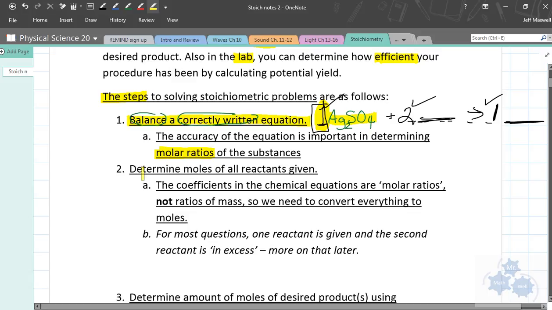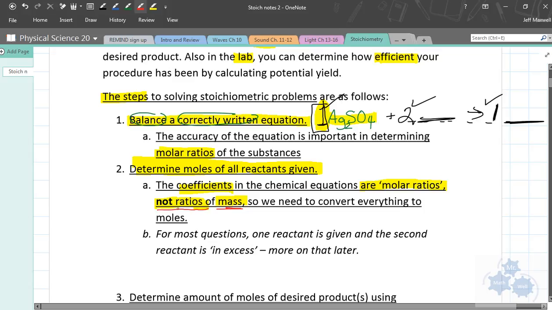All right, step number 2. Determine moles of all the reactants given. As I mentioned, the coefficients in the chemical equations are molar ratios. It's important to note that they are not ratios of mass. That is super, super important.